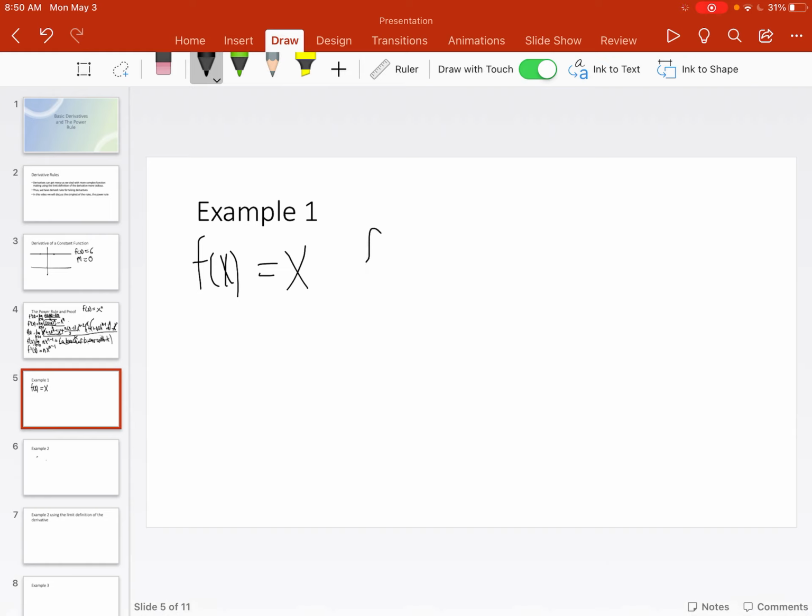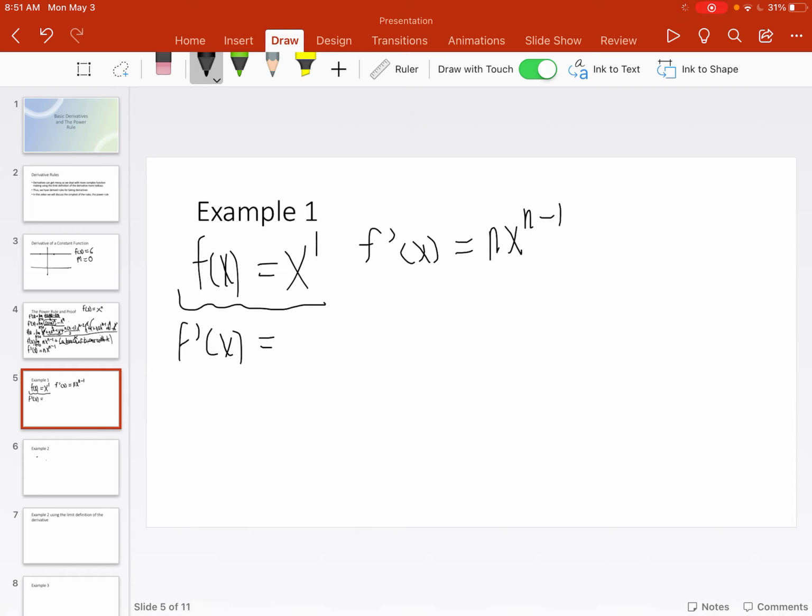Okay, so let's look at our power rule. F prime of x is equal to n x to the n minus 1. So let's look at our original function. F of x is equal to x, and I'm trying to find the derivative, f prime of x. In this case, looking at f of x equals x, what is the exponent on x? Well, the exponent on x here is just 1.